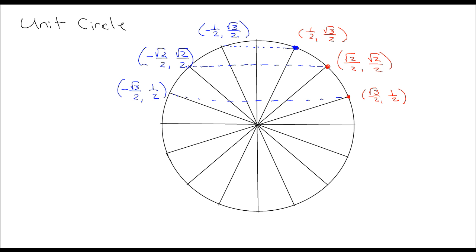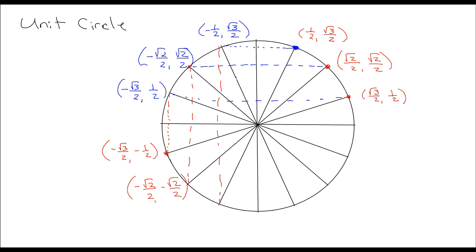Okay, now I'm going to switch back to red, and now I can just reflect these all downward, which means now the y value will be negative in quadrant 3. So this one will be negative root 3 over 2, negative 1/2. Reflect this down, so negative root 2 over 2, because I'm going left, and I'm going to go down, so negative root 2 over 2 again. Reflect down, so negative 1/2. Let's see, negative root 3 over 2.